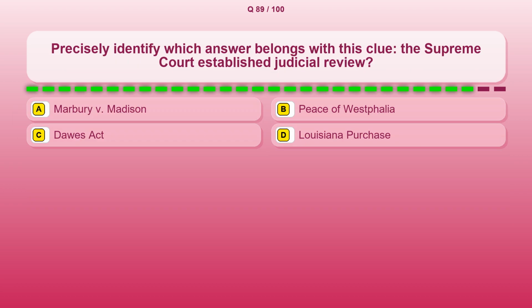Question 89. Precisely identify which answer belongs with this clue. The Supreme Court established judicial review. Option A, Marbury v. Madison. Option B, Peace of Westphalia. Option C, Dawes Act. Option D, Louisiana Purchase.